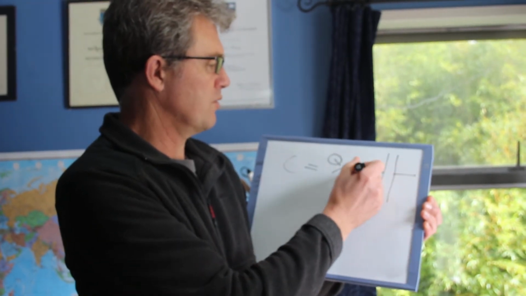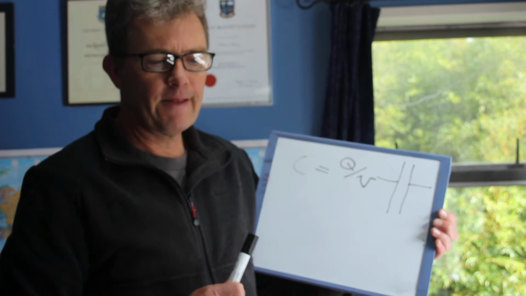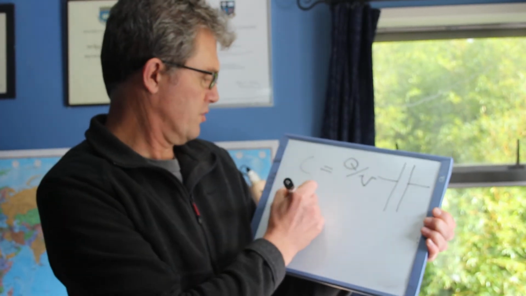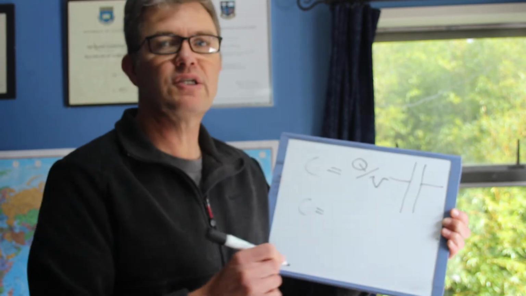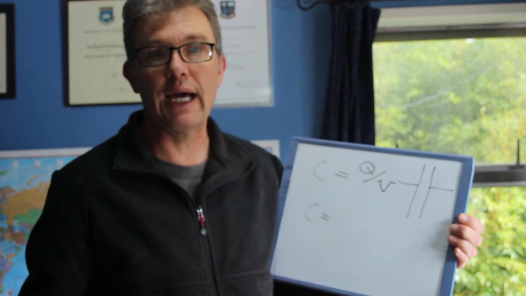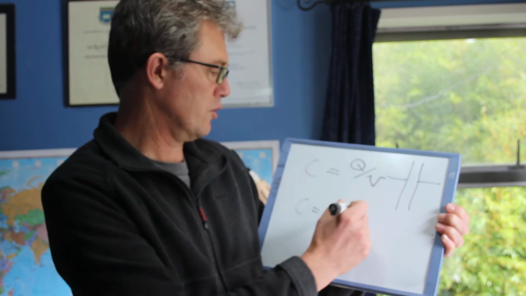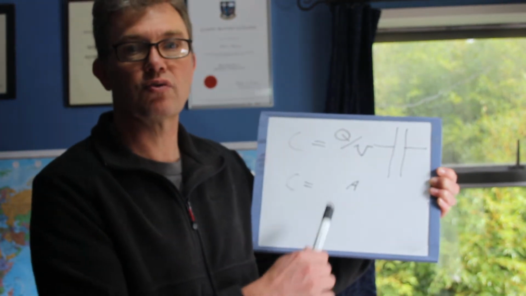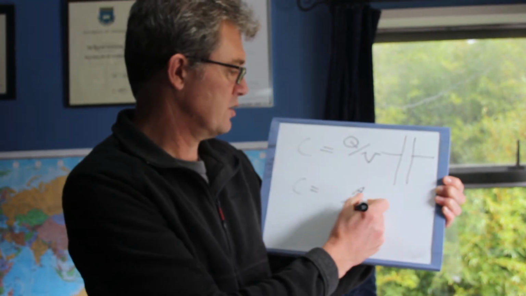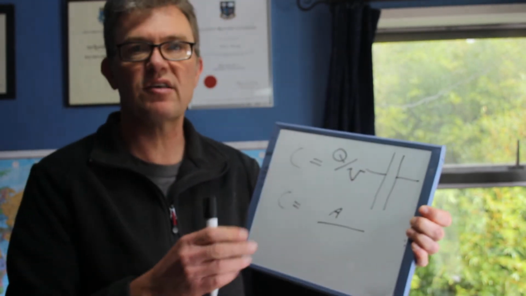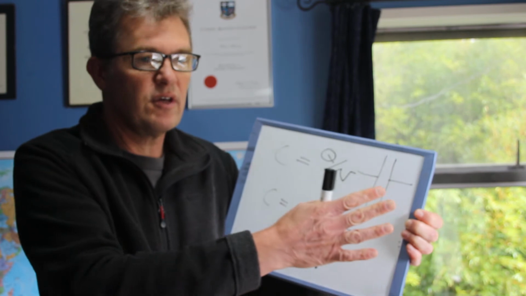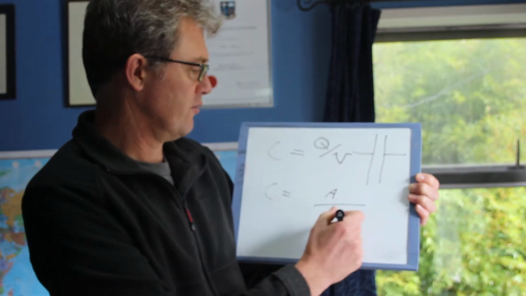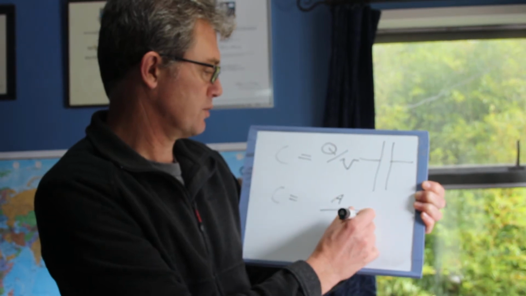That's the symbol for a capacitor. Now, what does capacitance depend on? You imagine the bigger the area of the plates, the more charge can be stored. So capacitance is directly proportional to area. Capacitance is also going to be less and less effective if your plates are further and further apart. So it's inversely proportional to the distance between them.